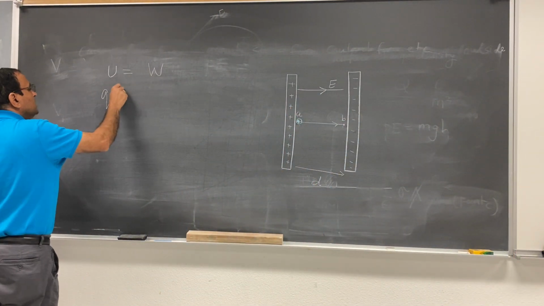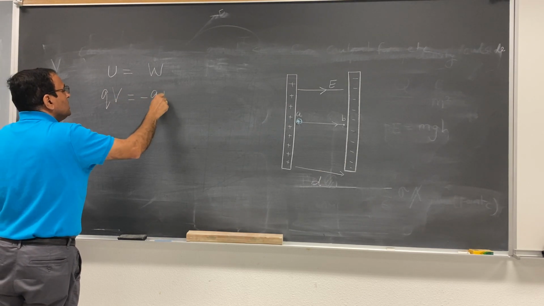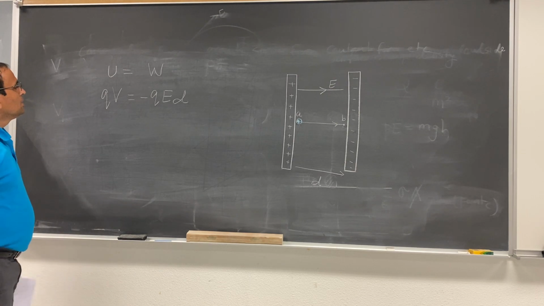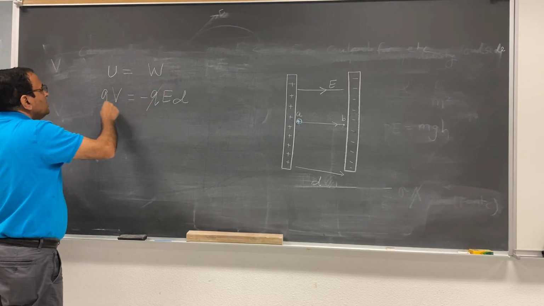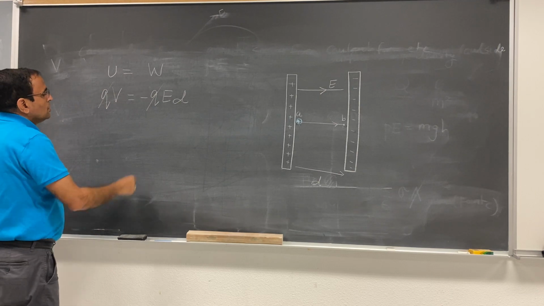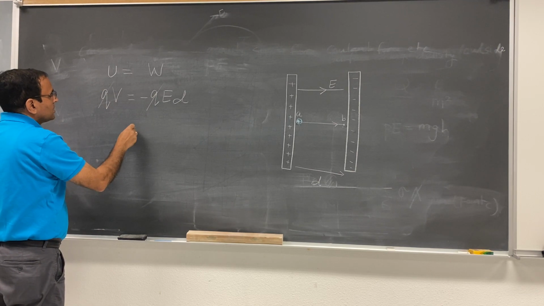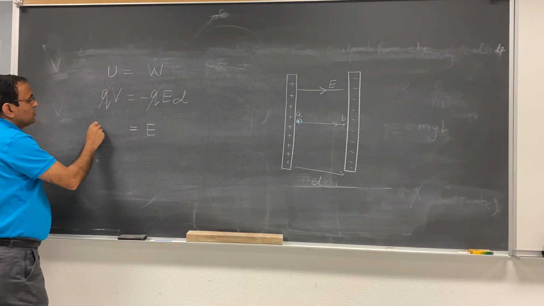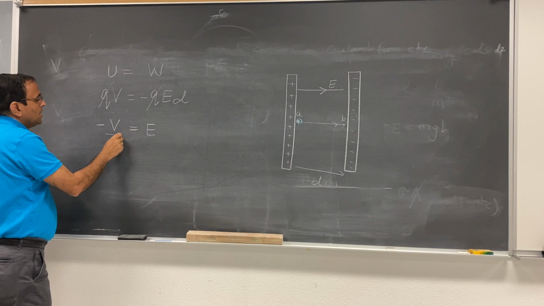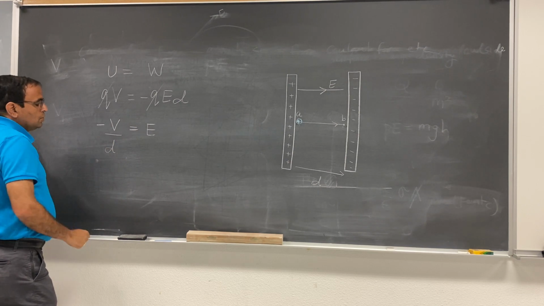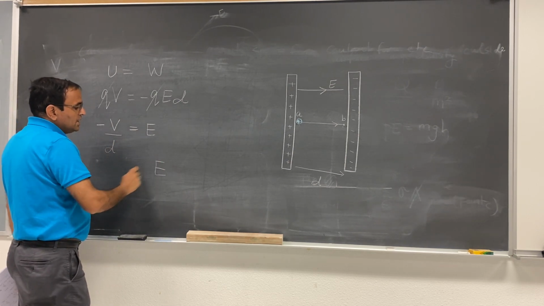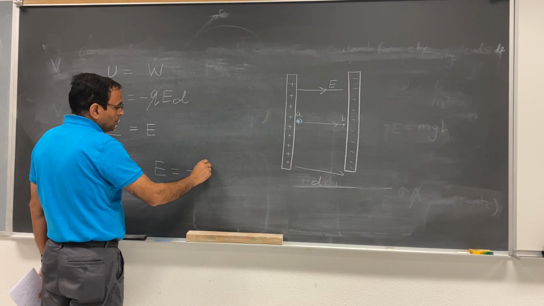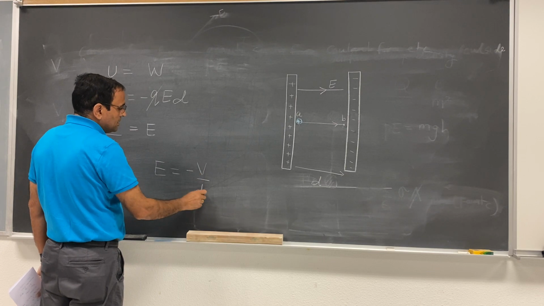You can do this: Q times V is equal to negative QED. Work done is negative QED. So this Q and this Q cancel out. So what is E then? You have a negative sign, that's why I write it right there: V divided by D. So the relationship between electric field E is equal to negative V divided by D.